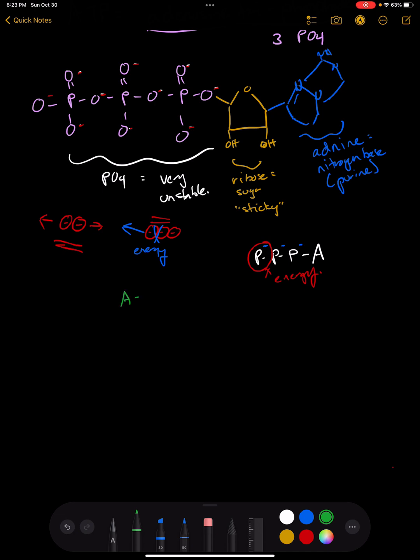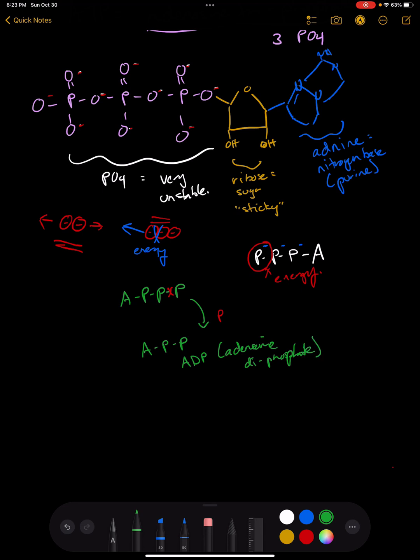So if I draw a really simple diagram, here's my ATP. And then what's going to happen is I'm going to break off that phosphate. So now I have a phosphate floating out here. And now I only have 2 phosphates. This is now ADP, or adenosine diphosphate.